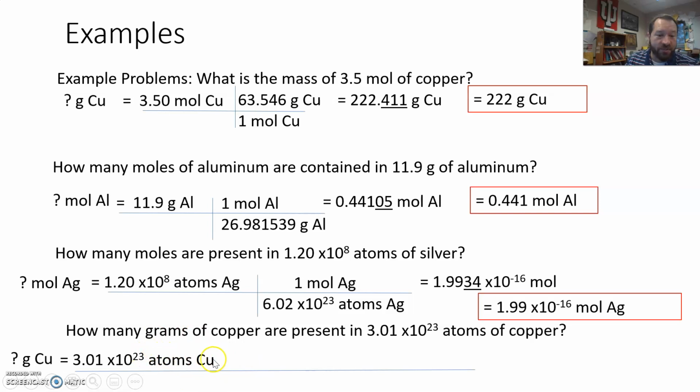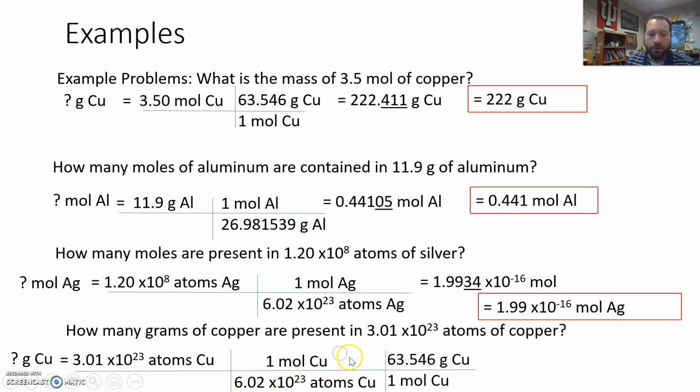First step, I need atoms to cancel out. I need to put atoms on the bottom. There are 6.02 times 10 to the 23rd atoms of copper in 1 mole of copper. Again, I know that atoms of copper goes on the bottom because I need it to cancel out. Next step then, I'm left with moles of copper. So now I know that moles has to go on the bottom. I'm looking for grams. I find that value off the periodic table, 63.546 grams of copper in 1 mole of copper. Now all my units have canceled out, except the one that I'm looking for, grams of copper.